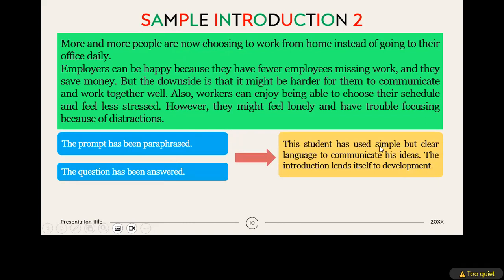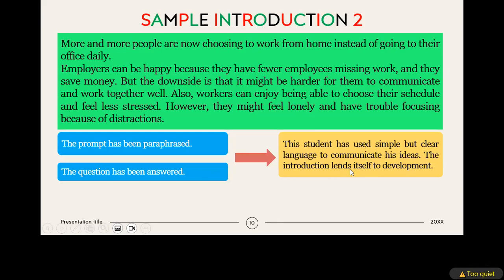Now, this student has used simple but clear language to communicate his ideas. You see, the language is simple. None of you should say to me, teacher, we need to use fancy words. Don't use fancy words. Who told you this? It is not this way. It is not the way you are thinking, guys. Okay. And the communication, the message is very clear. He has communicated a very clear message.